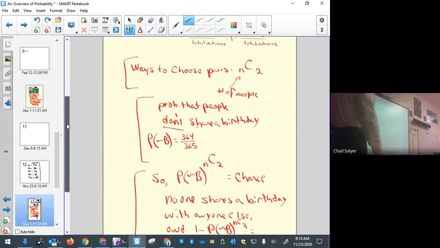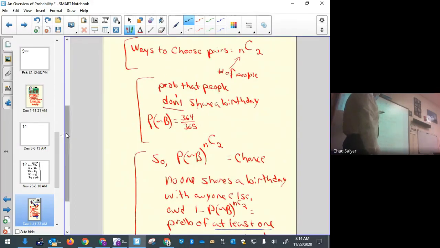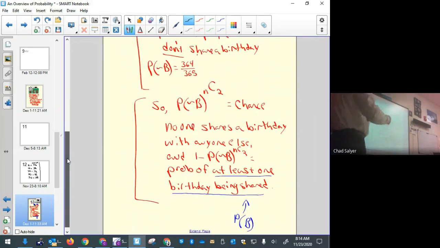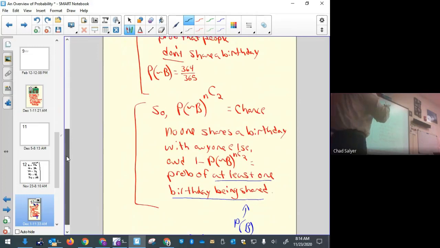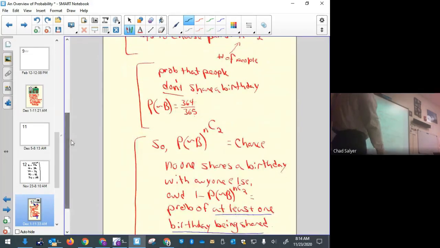So the probability that two people don't share a birthday is 364 over 365. And that probability to the power of the number of pairs in a group is the chance no one shares a birthday with anyone else. And so 1 minus that amount is the probability of at least one birthday being shared. So if we plug it into this formula, and remember, this is 364 over 365.